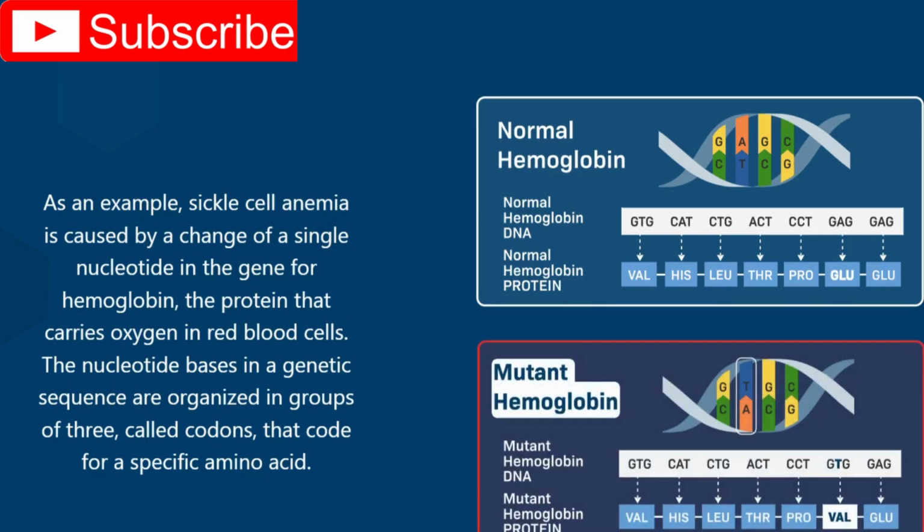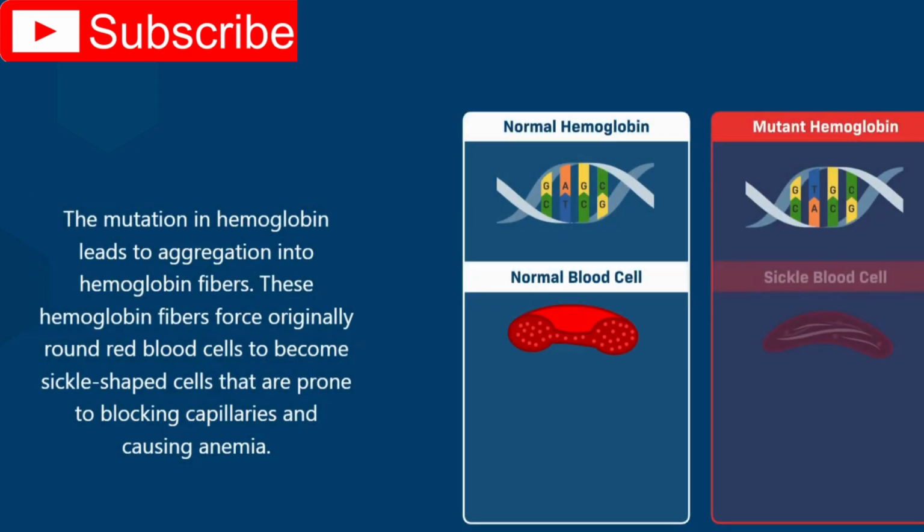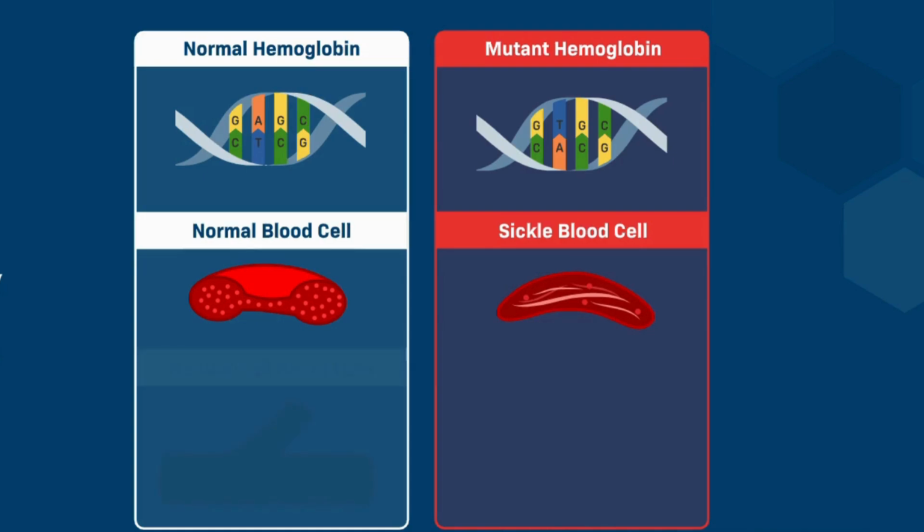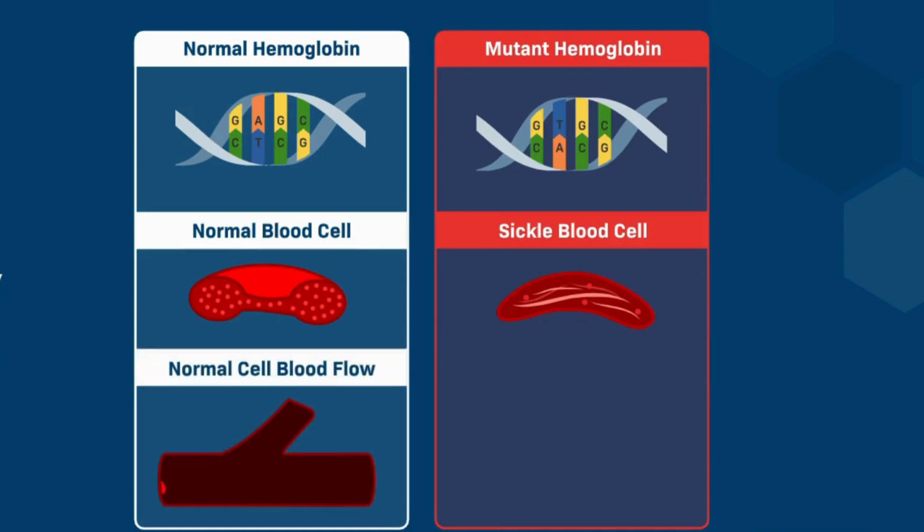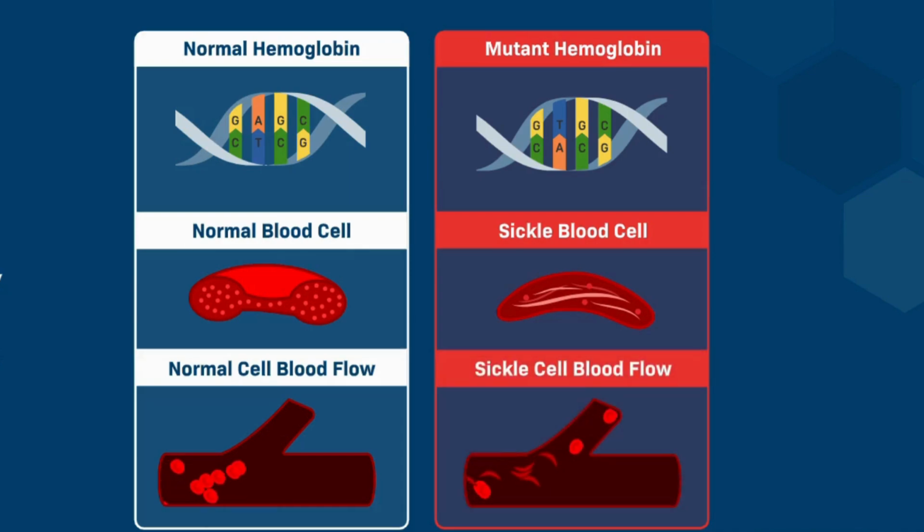The mutation in hemoglobin leads to aggregation into hemoglobin fibers. These hemoglobin fibers force originally round red blood cells to become sickle-shaped cells that are prone to blocking capillaries and causing anemia. In this figure, you can clearly see the blood flow. Now, the question arises: can we correct the disease?